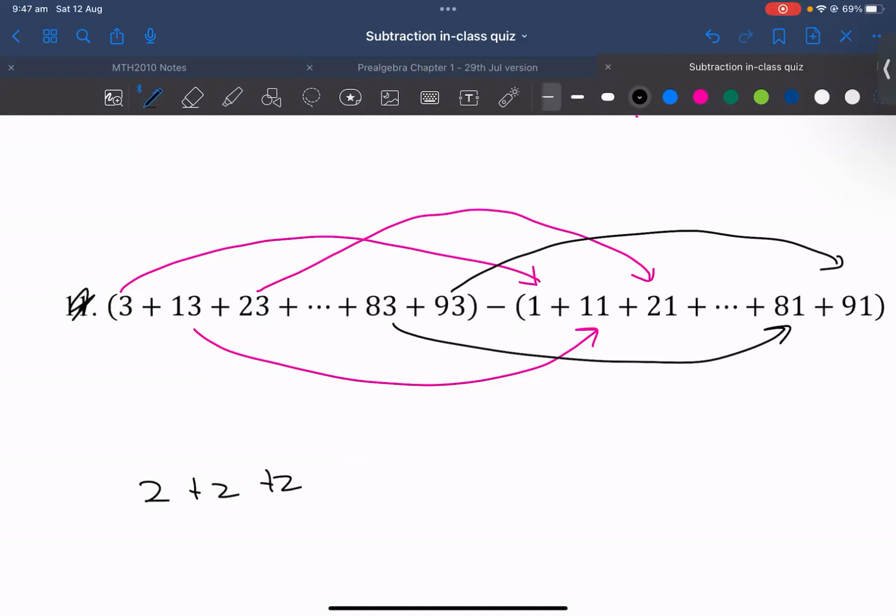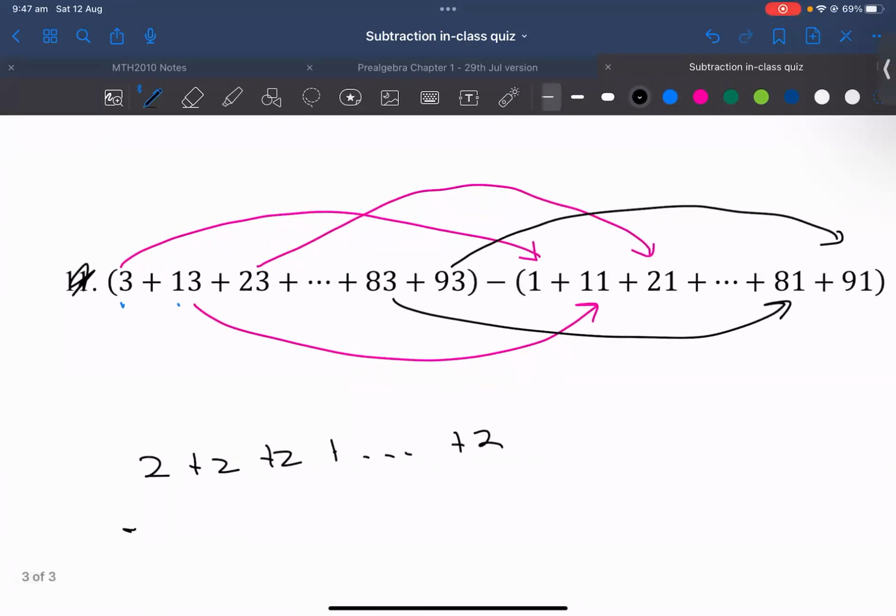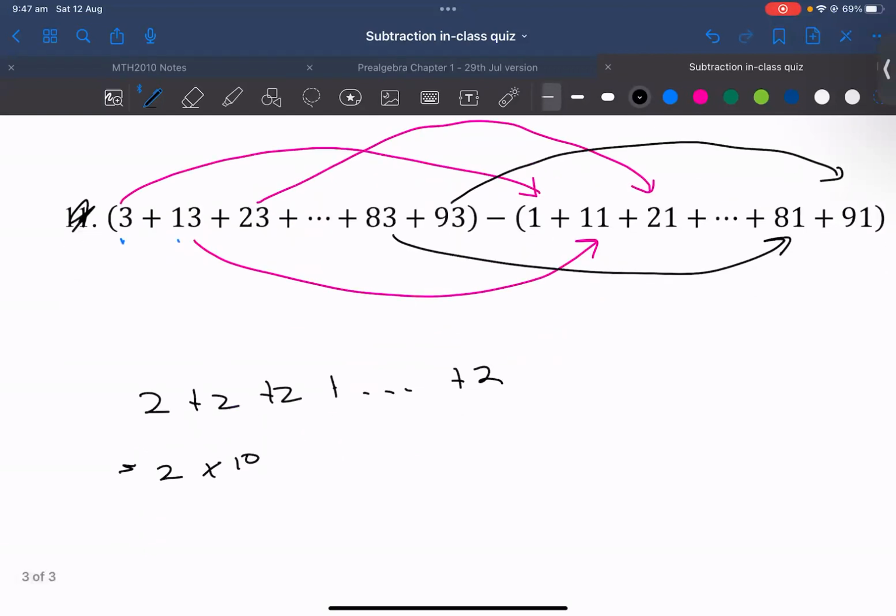Close, but no. We have 3, 13, 23, 33, 43, 53, 63, 73, 83, 93. If you count that, that's 10 pairs. I know it ends with 9, but because you start with 0, count from 0. So 0 to 9 is 10 numbers. That's 10 pairs, so you're adding 2 ten times. That becomes 2 times 10, which is 20.